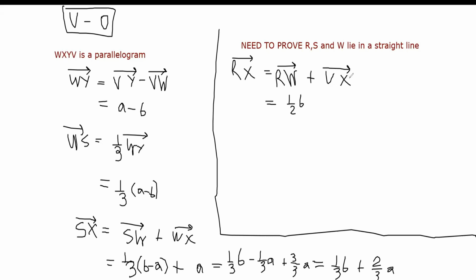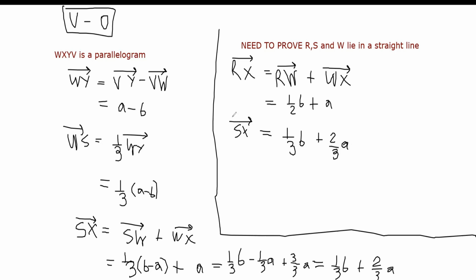And then W to X. We already have W to X somewhere here. W to X is A. So RX is just going to be a half B plus A. Now this is RX. And let's write down what SX is, and we're going to compare the two. SX is 1 over 3 B plus 2 over 3 times A.